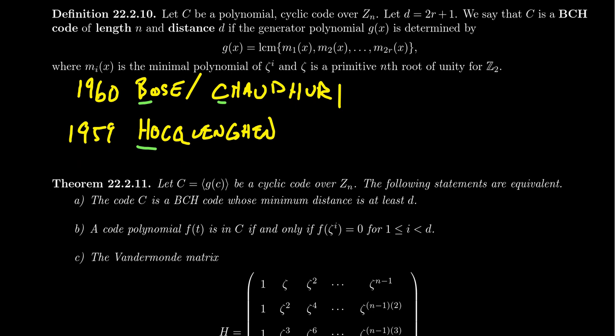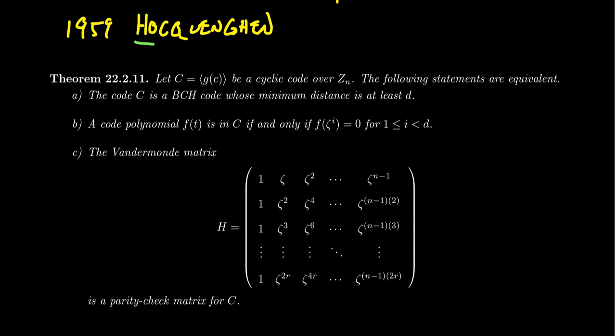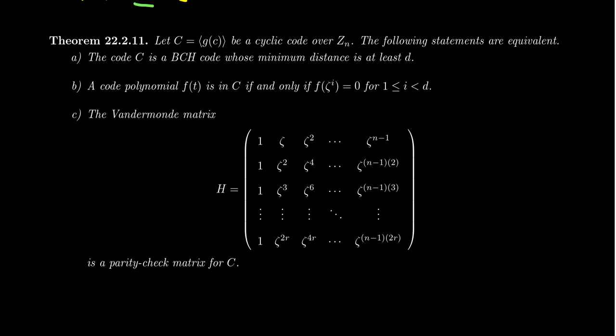It's going to be the product of all of these cyclotomic polynomials. Okay. And so an important result when it comes to BCH codes is the following equivalencies. Suppose that we have a cyclic code over Zn, then the following three statements are equivalent to each other. A: C is a BCH code of distance D. So that is the same thing as saying that B: every polynomial f of t inside of our code C, it's a code polynomial f of t, if and only if zeta^i is a root of f, where i ranges from 1 to d minus 1, included inside of that.